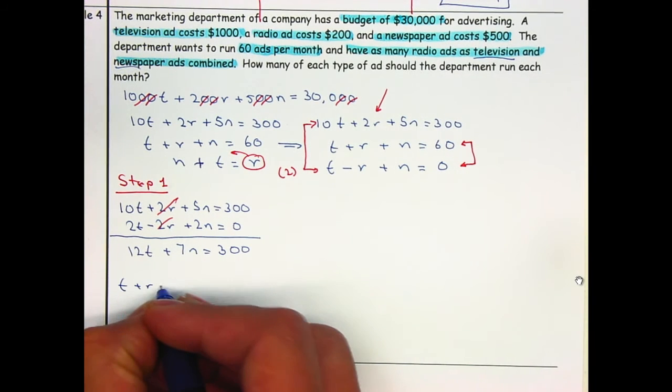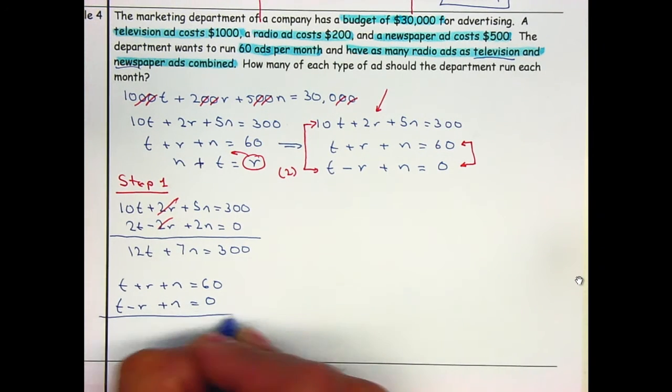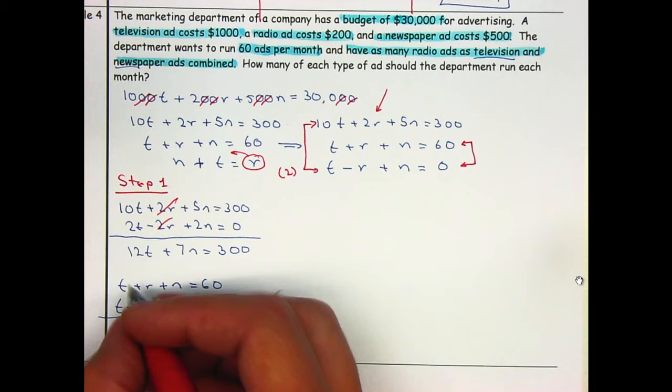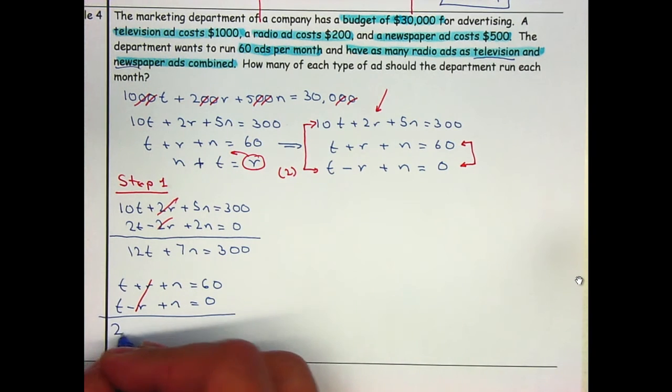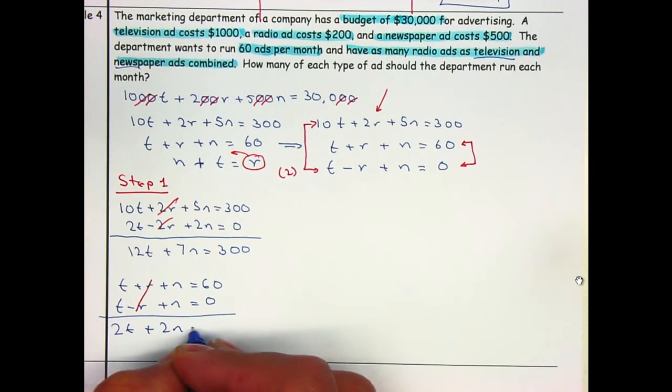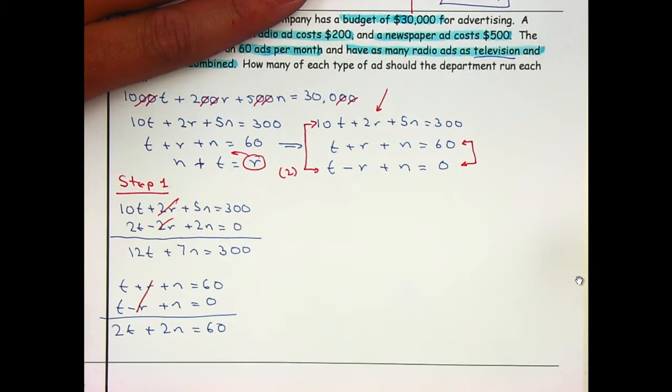t plus r plus n is equal to 60. t minus r plus n is equal to 0. That cancels. So we have 2t plus 2n is equal to 60. So that's my step number 1.